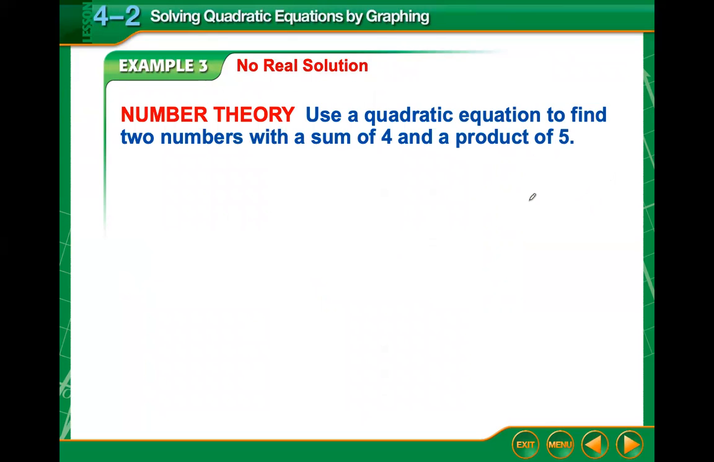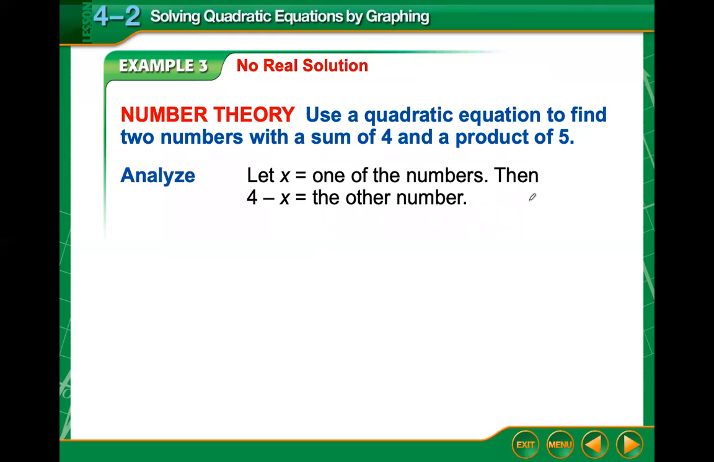Next, we have a number theory problem. So we're going to use a quadratic equation to find two numbers with a sum of 4 but a product of 5. So we're going to let x be one of those numbers, and the other number will be 4 minus x. The reason we have 4 minus x is that when we add x to it, we would get 4. And then we're going to use the product x times 4 minus x to equal 5.